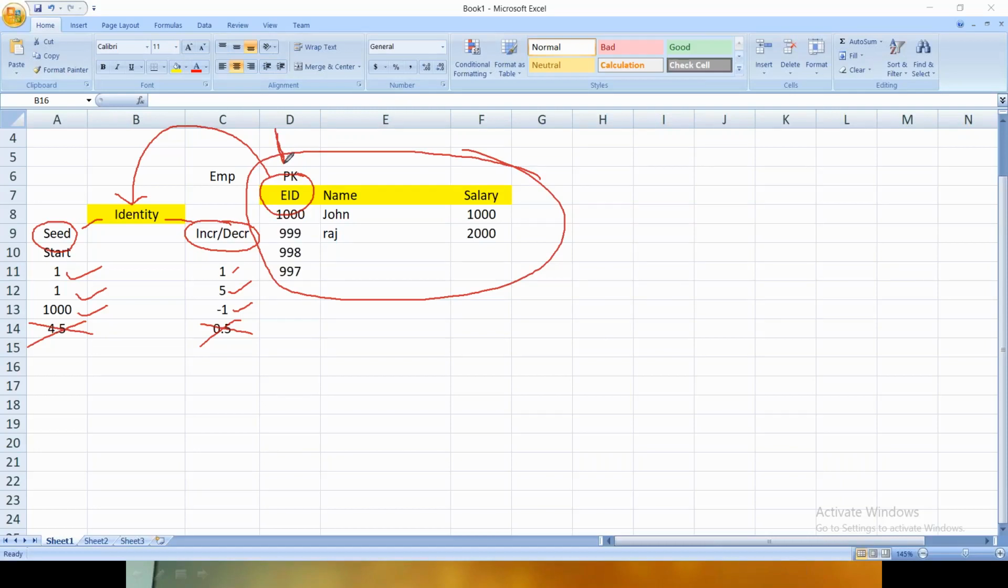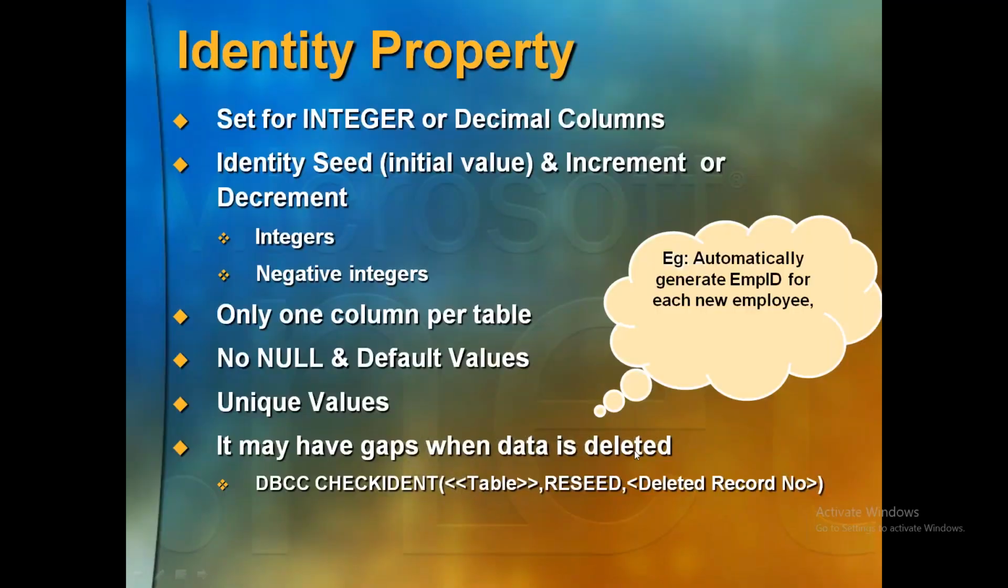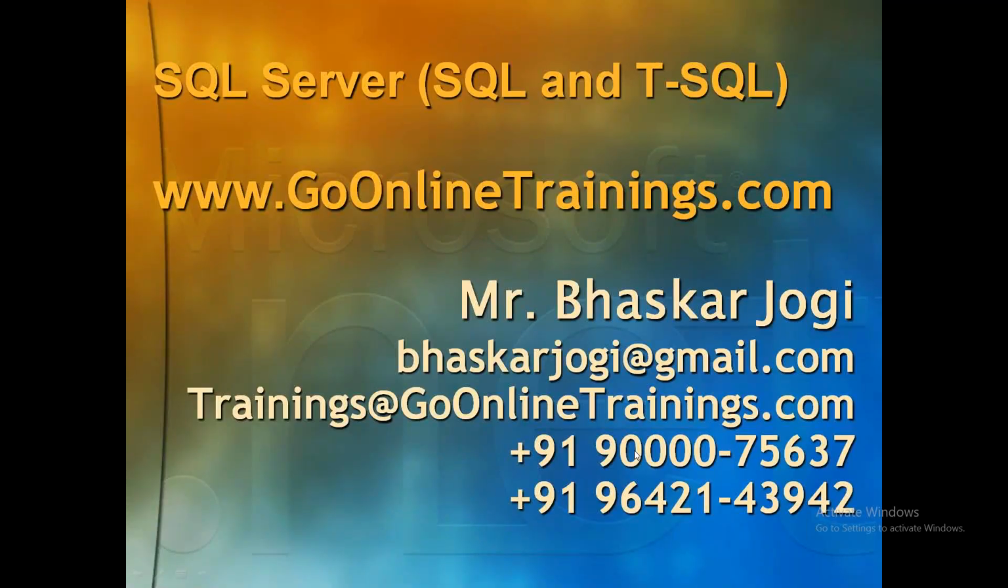So remember this point. Identity column means automatically the numbers are going to be generated in that column. You have to supply remaining column data. This column data will get generated by SQL Server itself. Clear? So this is what is called identity column. Clear, guys? So this completes business integrity.